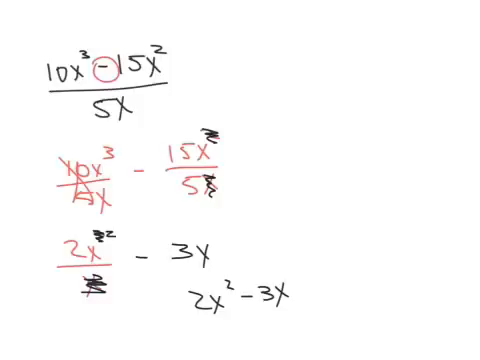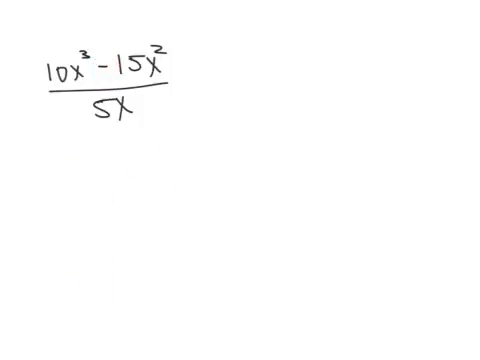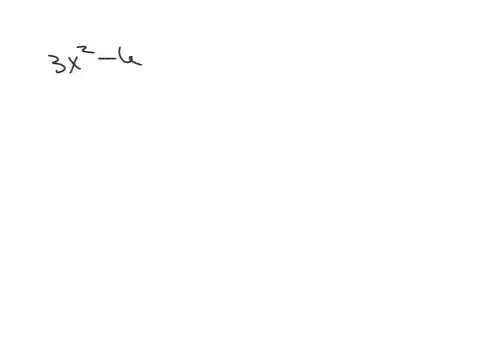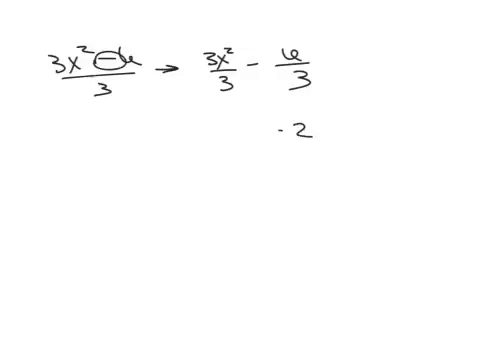Let's try a couple examples here, and then let you guys take off with this. So this might be a kind of a short lesson. 3x squared minus 6 divided by 3. Okay, we're going to write it as 3x squared over 3 minus 6 over 3. So that sign just follows along. 6 over 3 is 2. That's going to cancel with that, and we're done.